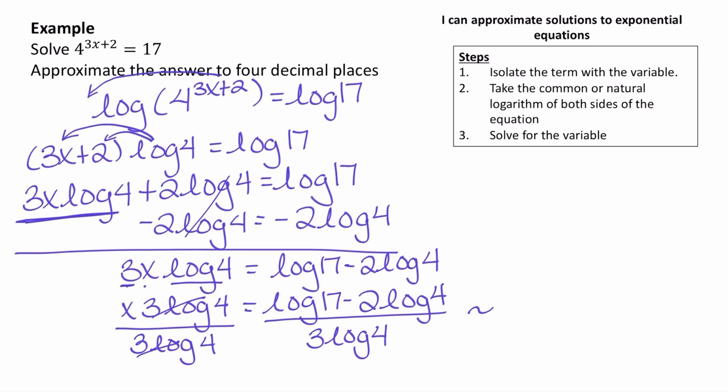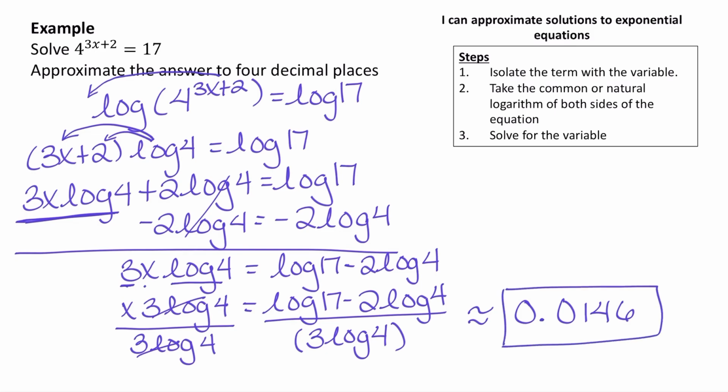I can approximate this on my calculator. I'm going to type log 17 and hit enter, and then minus 2 log 4 and hit enter. That gives me my numerator, which is a decimal. Then I'm going to do divided by, and put this denominator in parentheses. So I'm going to do divided by parentheses 3 log 4, and when I hit enter, it gives me my final answer: 0.014, and then I'm going to round that last place to 6. That is my approximate solution. You want to be careful about using parentheses when you have something like 3 log 4 in the denominator.